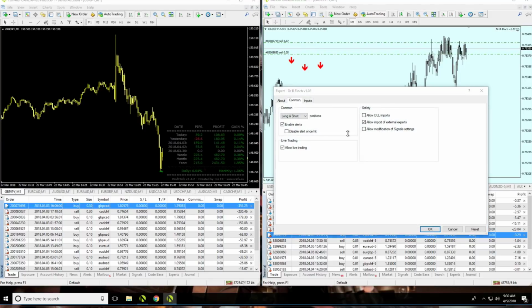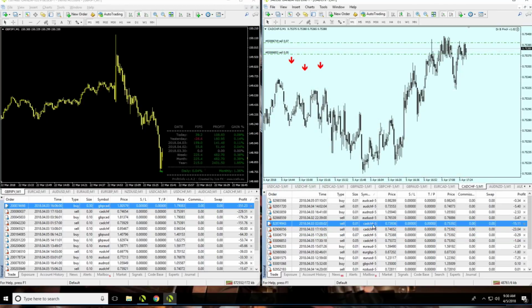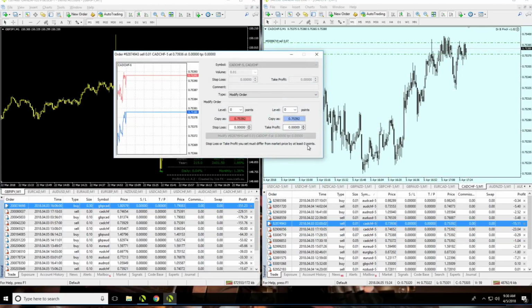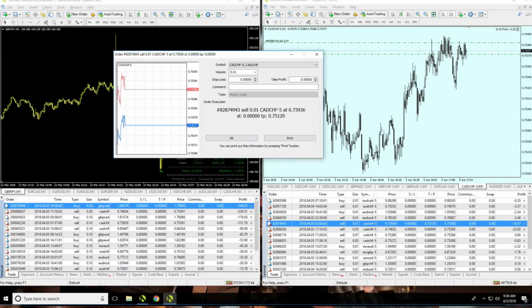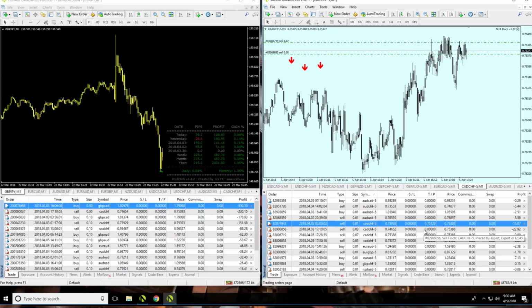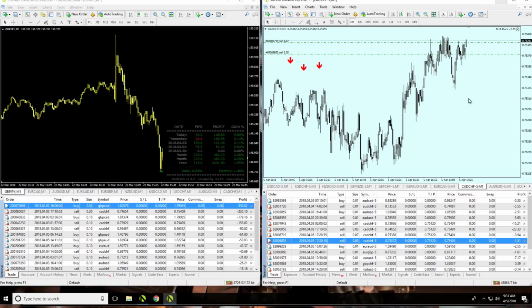What I need to do is remove the robot, stop it from trading, and I'll walk through each one of these trades, and I'll place the profit target at 0.7512. That gives me a good price at which this can fall and get me out of all the trades. I'll be right back after I've changed those targets. Okay, and we're back again, and the trades are already going against me.